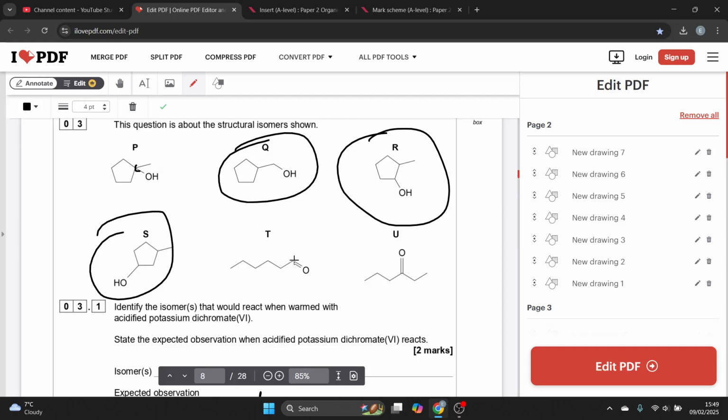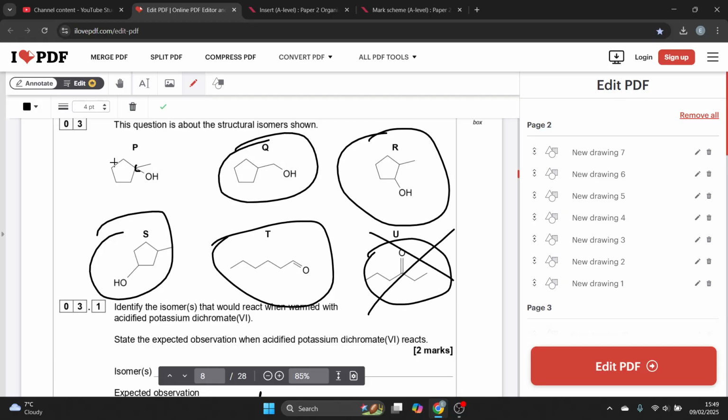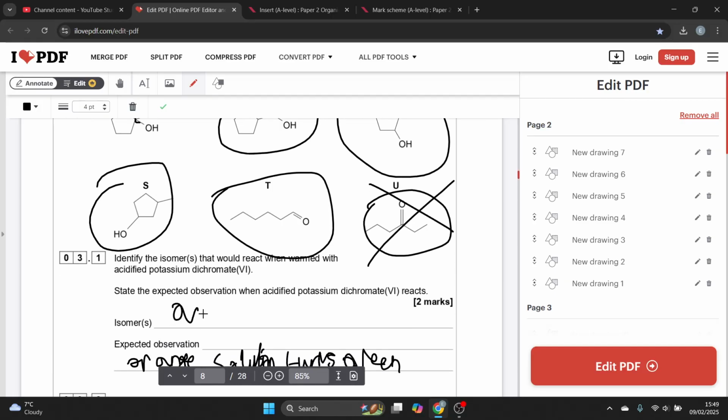I look here, well, that is obviously an aldehyde, so yes, that will. And if I look here, that's a ketone. And ketones don't react with acidified potassium dichromate because you can't oxidize them. So it can't be that one. So it's going to be Q, R, S, T. Perfect. Orange solution turns green.